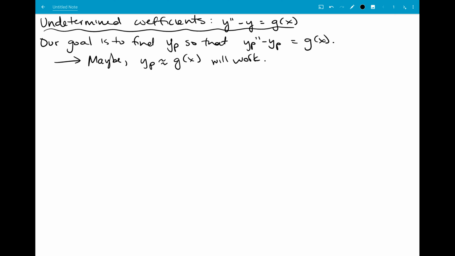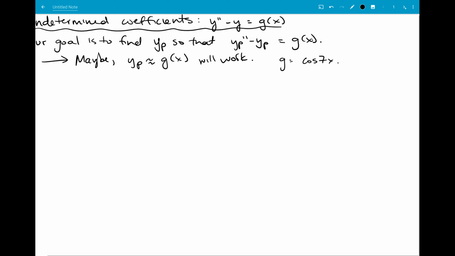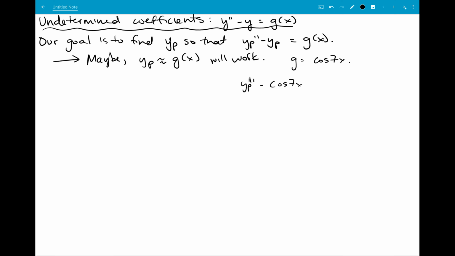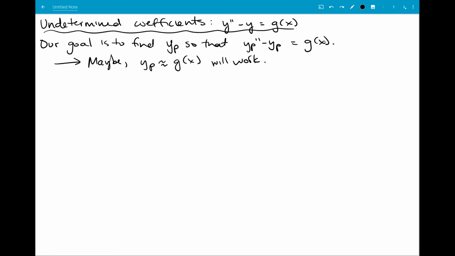So think about if g was, I don't know, cosine 7x. Then you imagine if you're plugging in y sub p right here, then that's how you create that g of x term that should be left over, because y sub p is on the left side, so if it looks like g, then that'll probably appear on the right side. And of course, that's not the complete answer.